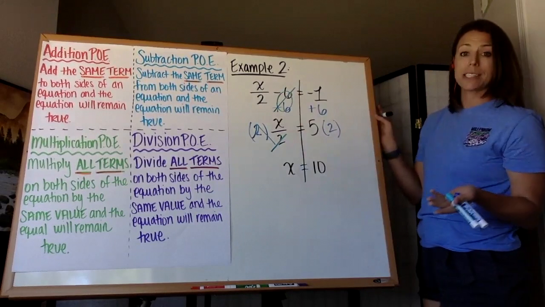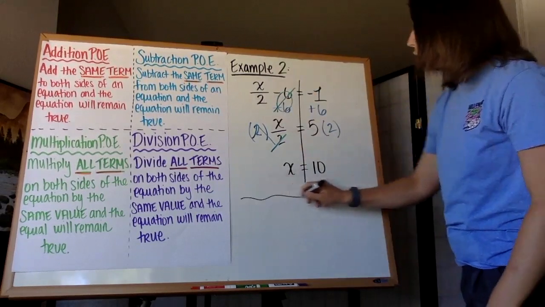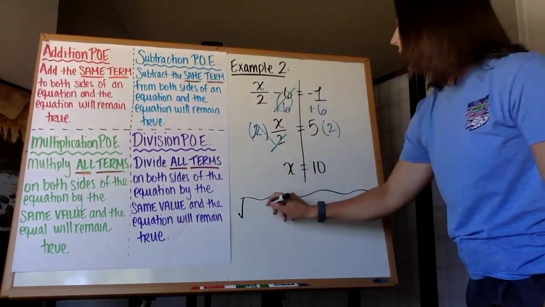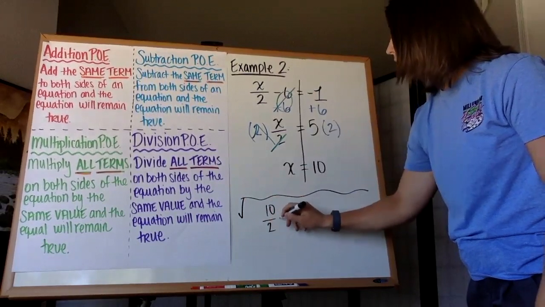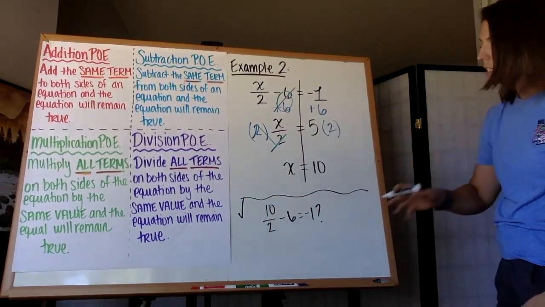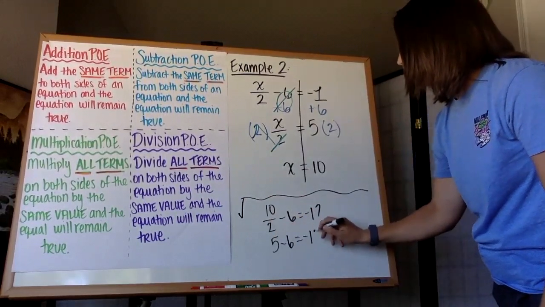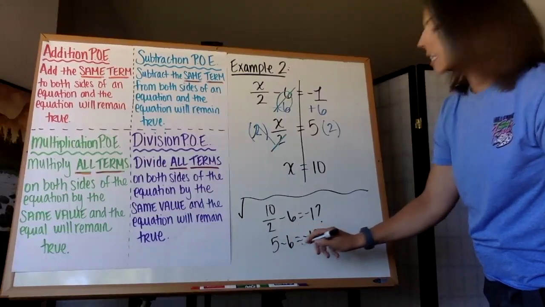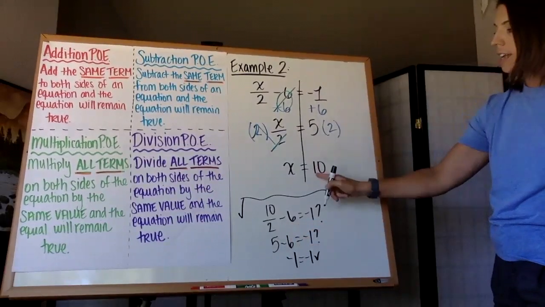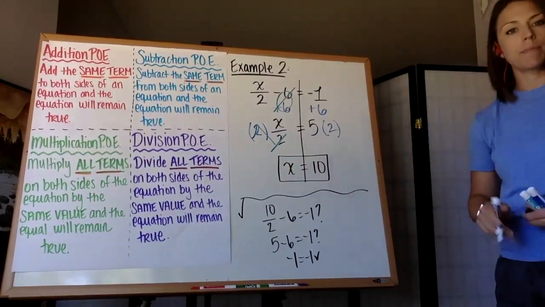So you have more options than you think, as long as you're using the properties of equality correctly. Let's check it. My check symbol. All right, substituting in 10: 10 divided by 2, minus 6. Does that equal -1? It's a question mark. I don't know, does it? 10 divided by 2 is 5. Does that equal -1? Well, let's see. 5 minus 6 is -1, which means that 10 made the equation true, and 10 is our solution.